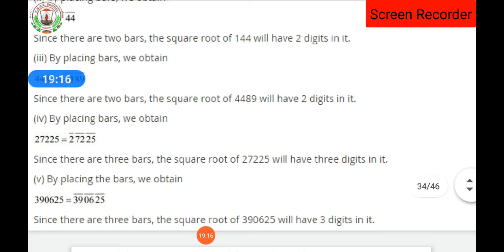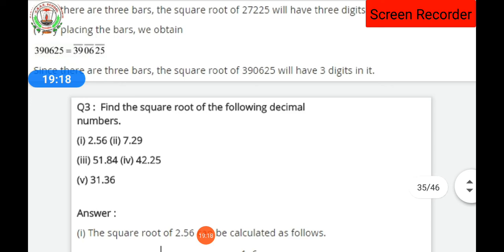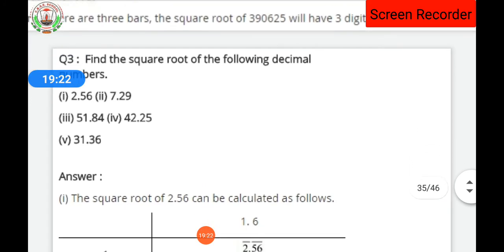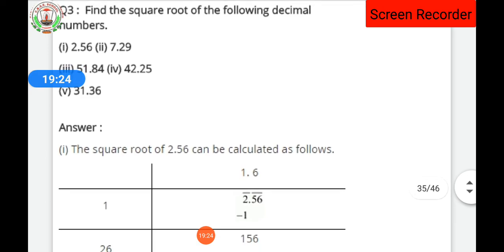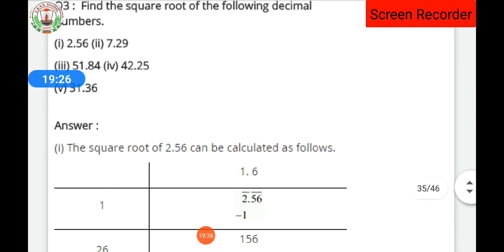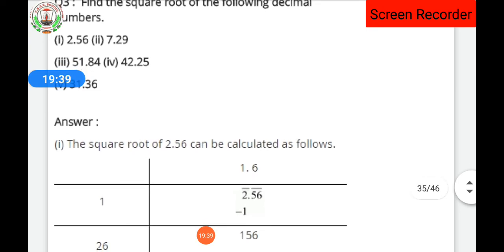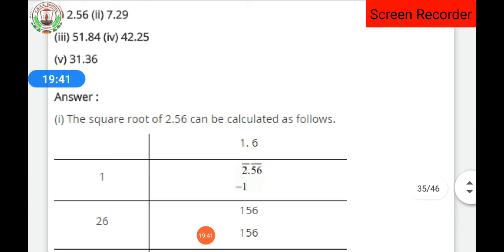Now moving towards question number 3. Find the square root of the following decimals. So here we have to find the square root of the following decimals. Decimals are being given. You can use any method, either long division, subtraction, or prime factorization method. So dear student, it is better to use the long division method because it gives a perfect value without any complications. Okay, so 2.56 is there.